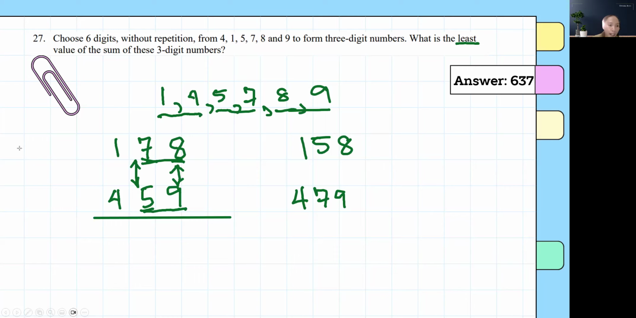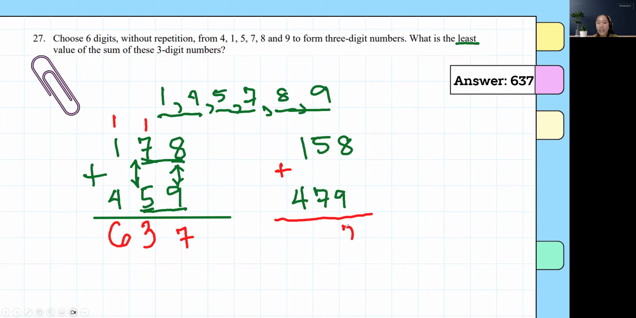So from there, we'd get the same sum. Let's add them up. 8 plus 9, that's 17. Carry 1. 7 plus 1, 8, plus 5, that's 13. 3, carry 1. 4 plus 1, 5, plus 1, 6. So it's 637. Even if we add it this other way, we'll still get the same answer.